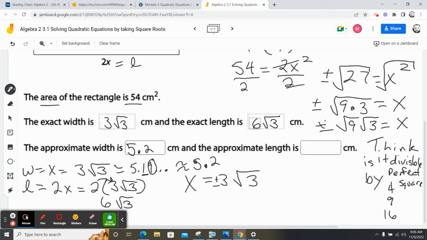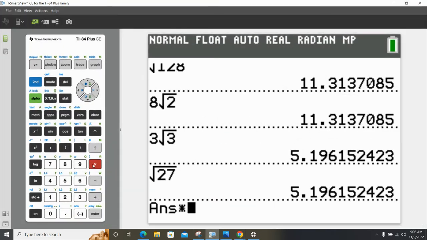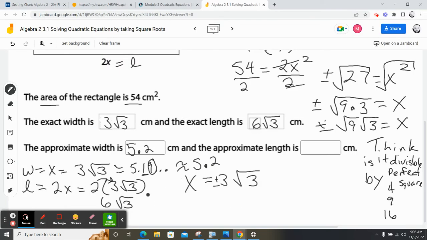Now for the length, you're just going to multiply that number by 2. So I'm just going to take my answer, multiply it by 2, and I get 10.39 roughly. That keeps going. The 3 is what I'm rounding to. That's the tenth spot, so I look at the number next to it. It's greater than 5, so I round up. So that is approximately 10.4. And I think you guys might have different numbers or whatever.